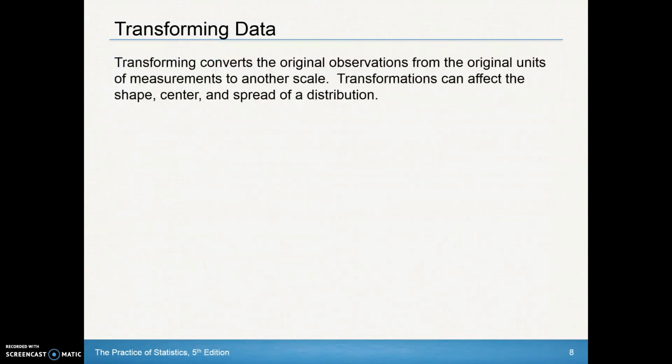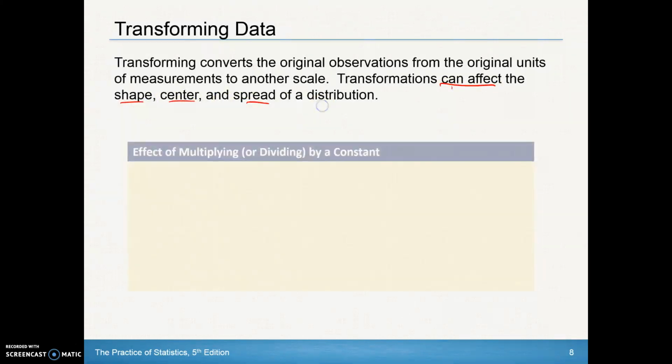Transforming converts the original observations from the original measurement to another scale. They can affect the shape, center, and spread of a distribution. Now we'll look at when we multiply by a constant. Let's just say I multiplied every score by 2. I doubled everybody's score. So if you got a 5, now you got a 10. If your buddy had a 6, now they've got a 12.